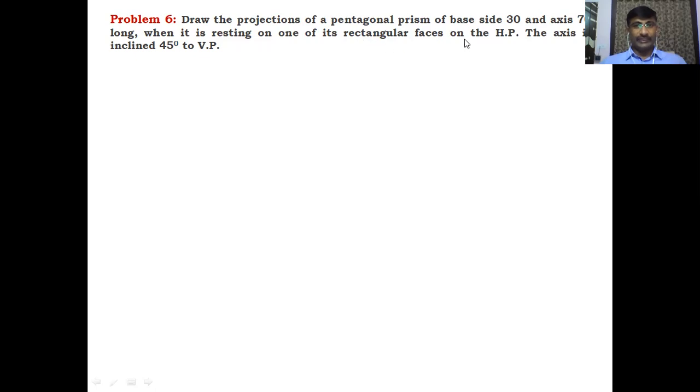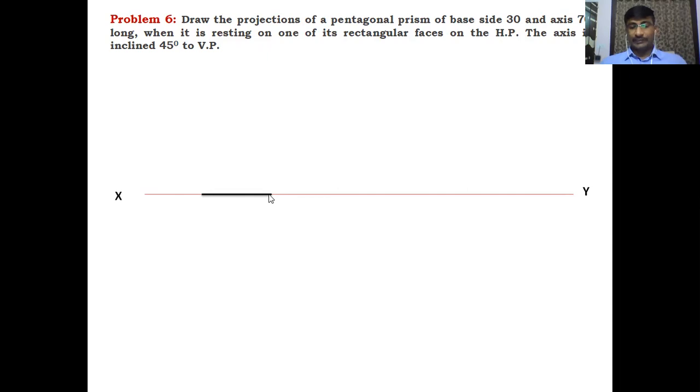So that base edge must be drawn on the XY line first of all, because on HP means on the XY line. So draw the XY line. On this XY line, you should draw one side of the pentagon. So one of the base edges is on the XY line. This is the condition which follows when one of the rectangular faces is on HP: we draw the base edge on the XY line.